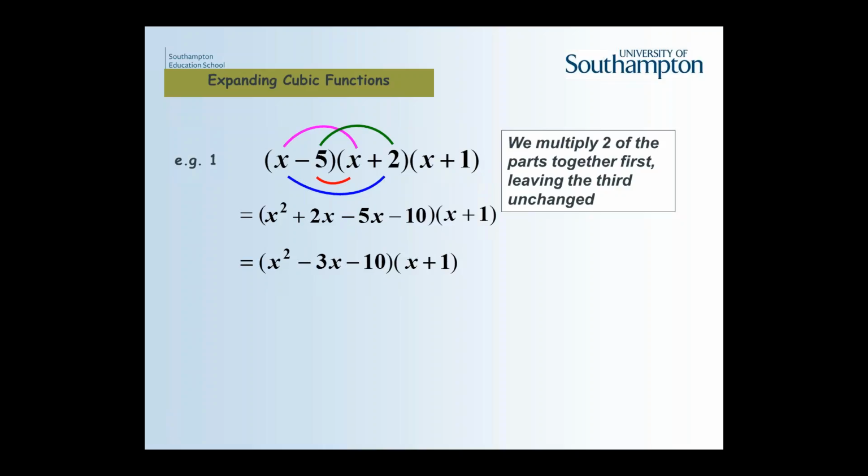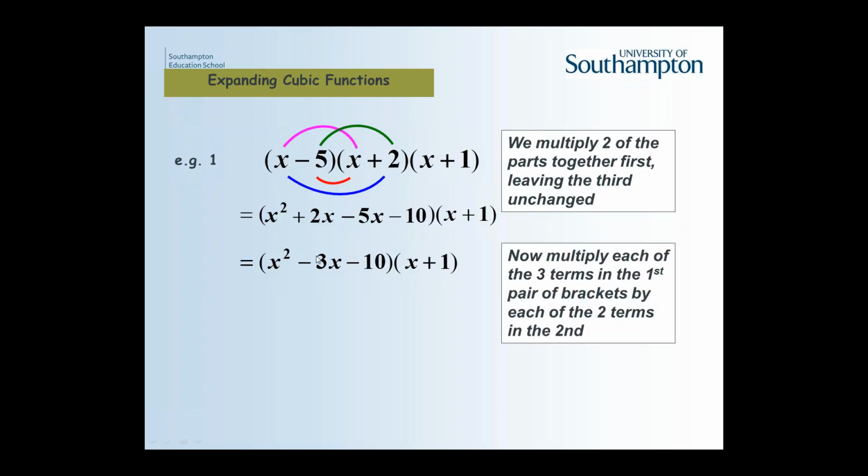People do it in various different ways. No, there's two different ways. They either do x squared times x squared plus 1, minus 3x times, so they do each one like that. Or the other way around, you do everything times x and then everything times 1. So this one says multiply each of the 3 terms in the first pair of brackets by each of the 2 terms in the second. It doesn't say particularly what order to do it, but they've gone that 1 times x and then all of that times 1.